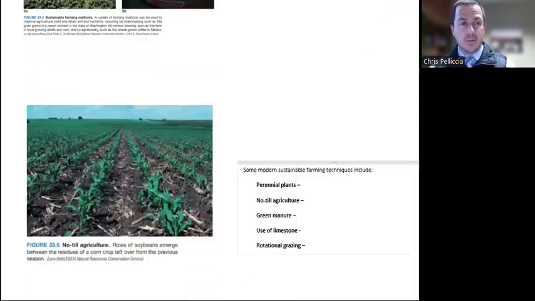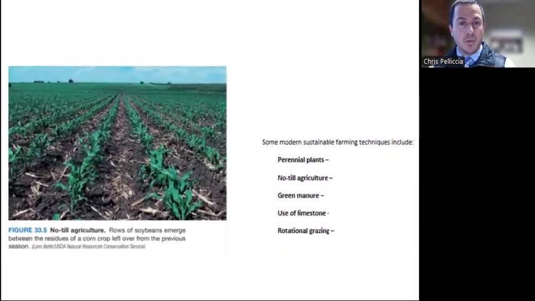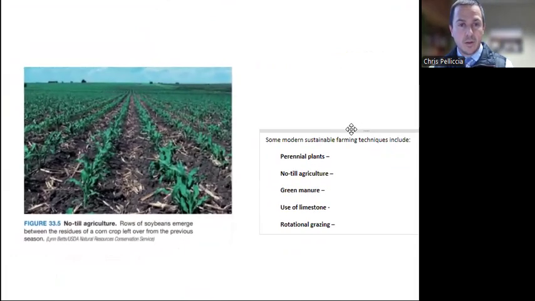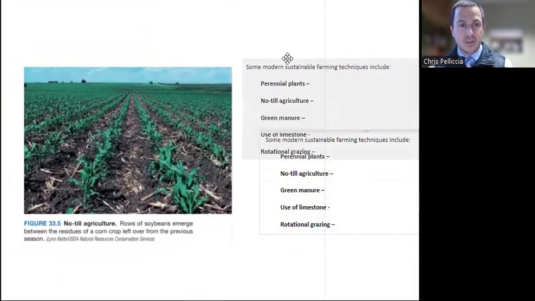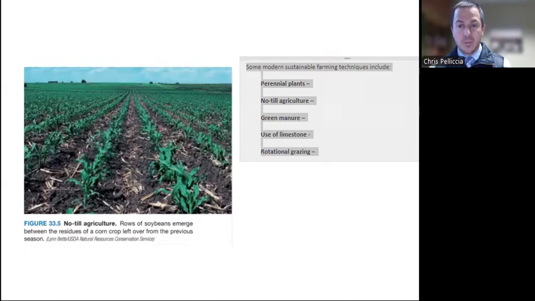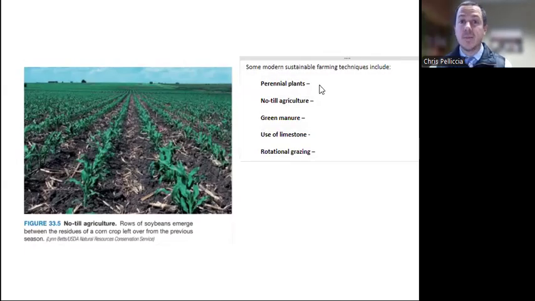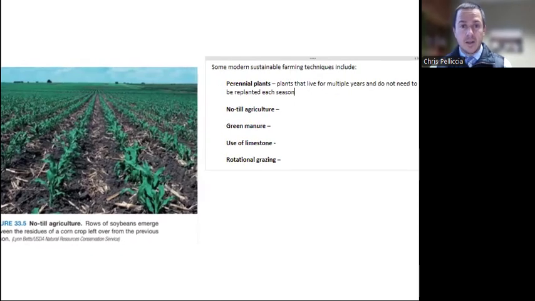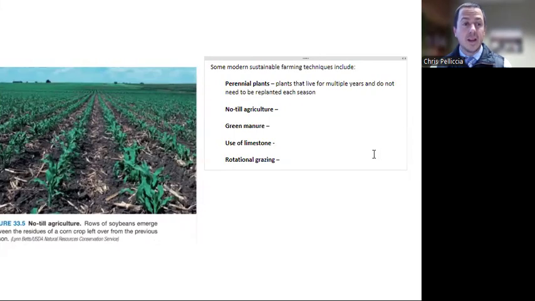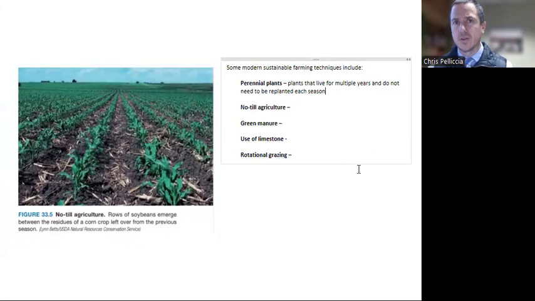Some modern sustainable farming techniques expand upon what we talked about earlier. One modern technique that I'd like to start with is the idea of perennial plants. Perennial plants are plants that live for multiple years and do not need to be replanted each season. And I think you can imagine that if we're planting our crops only once and not over and over, that's going to require less energy, fewer fertilizers, and have less impact on the land.